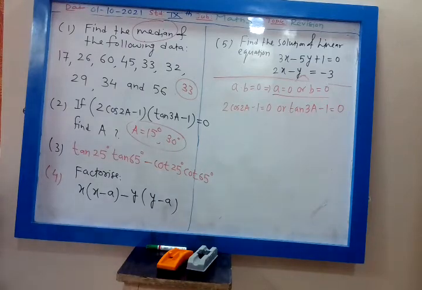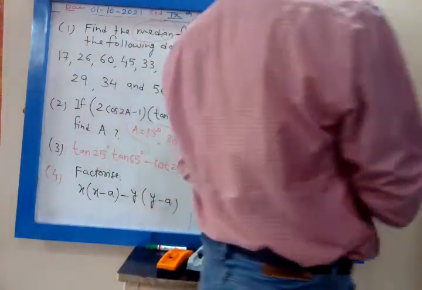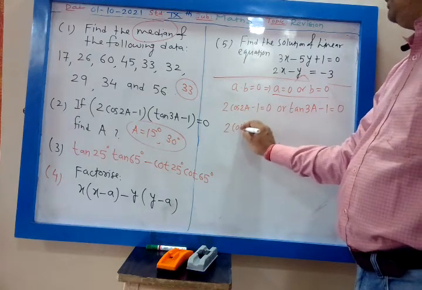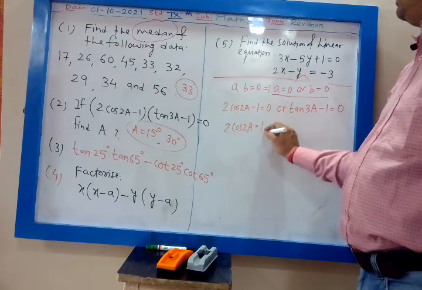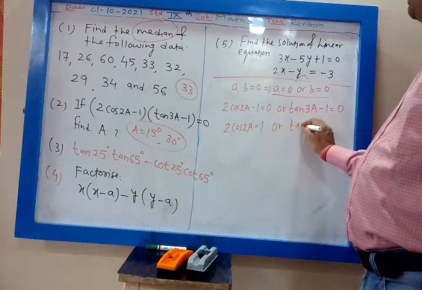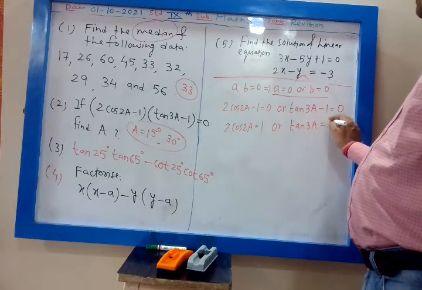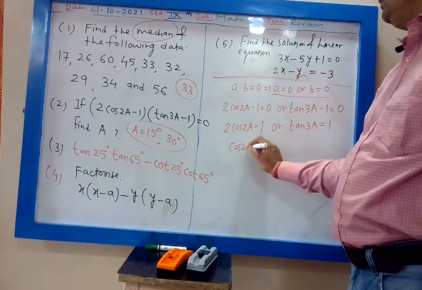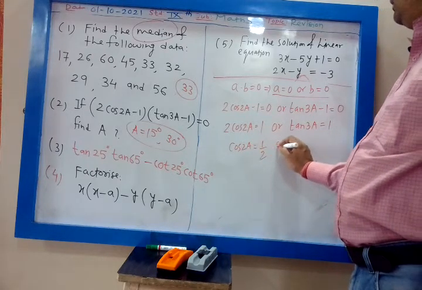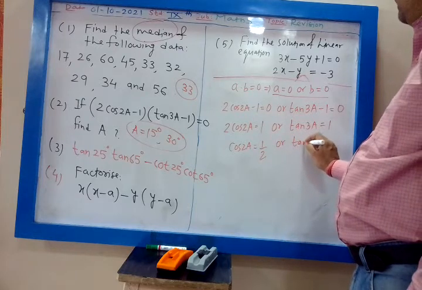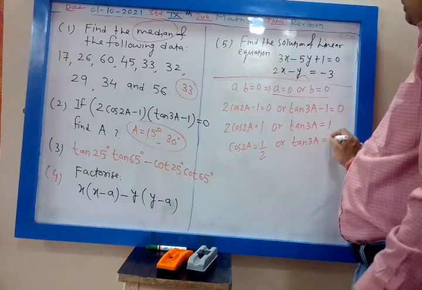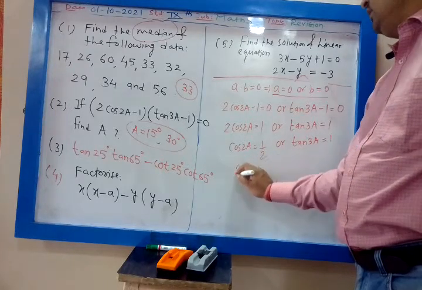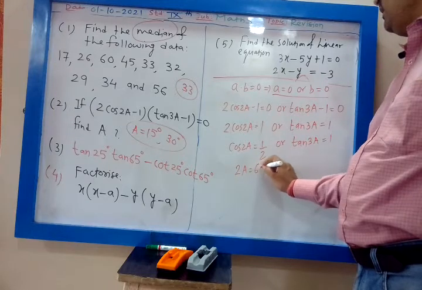Tan 3A minus 1 is 0. Yes, Jay Gandhi, solve the problem. So this will give you 2 cos 2A is equal to 1, or tan 3A is equal to 1. So that will give you cos 2A is 1 by 2, or tan 3A is 1. Now tell me, cos of which angle is half? Cos 60 degree. So you will get 2A is equal to 60 degree.